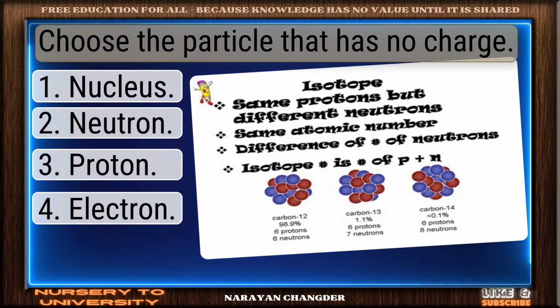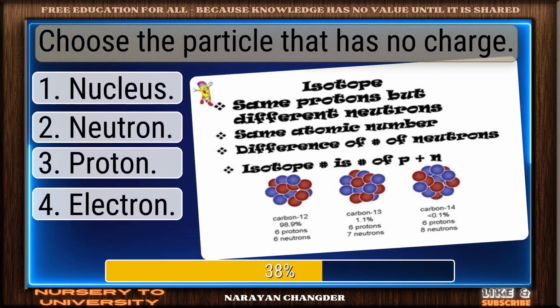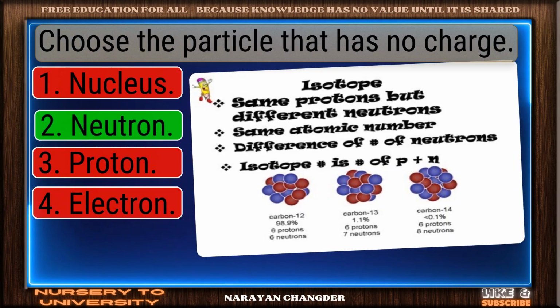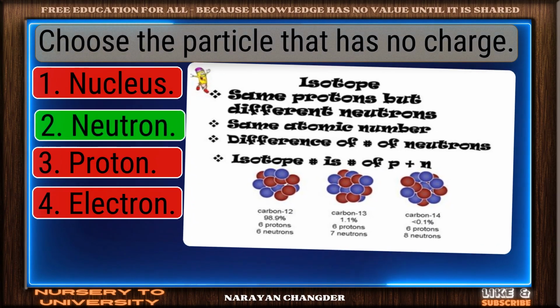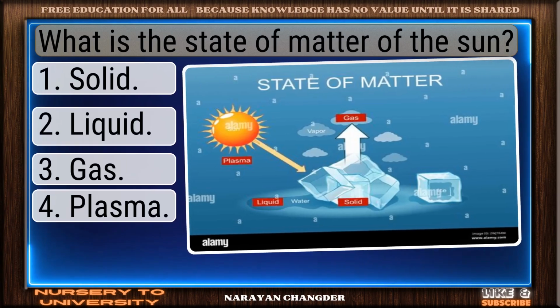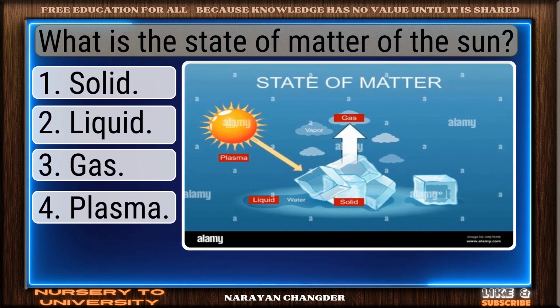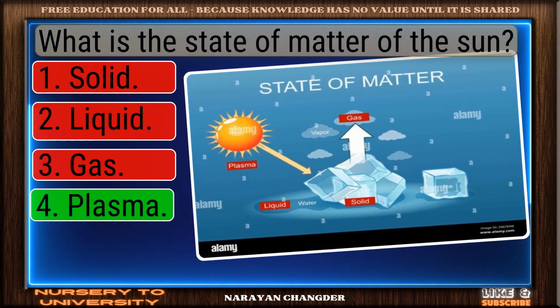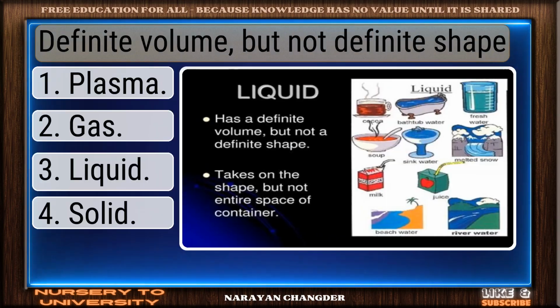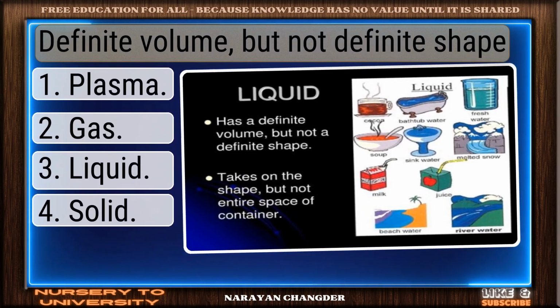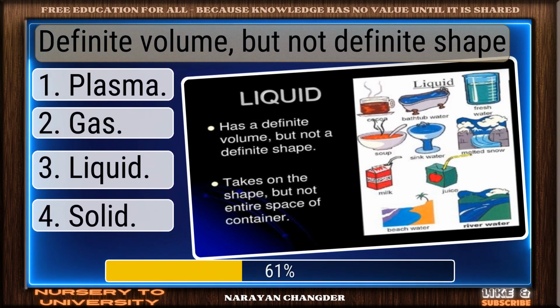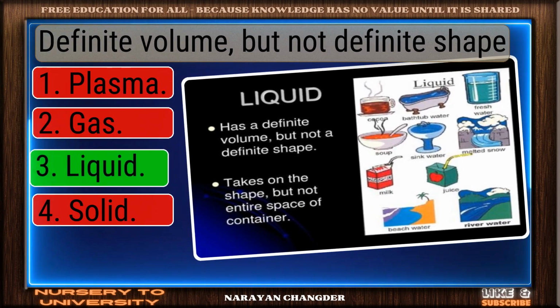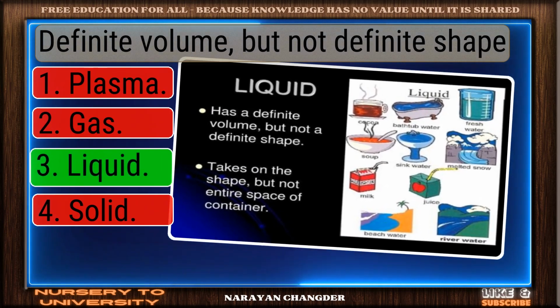Choose the particle that has no charge. Great job. Neutron is the accurate answer. What is the state of matter of the sun? Well reasoned. Plasma is the correct choice. Definite volume, but not definite shape. Excellent. Liquid is a brilliant choice.